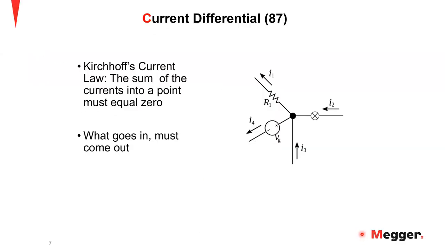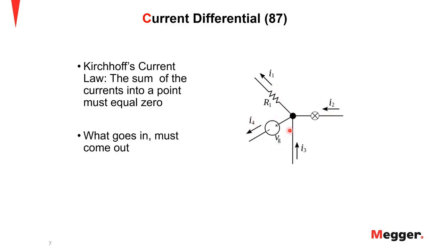So current differential, the number 87, that's the ANSI or the IEEE nomenclature to designate the differential protection, right? So Kirchhoff's current law states that the sum of the currents into a node must be equal to 0, right? So the current differential principle works on this very law. If you look at this diagram, the currents that are entering this node should be equal to the currents that are leaving this node, right?